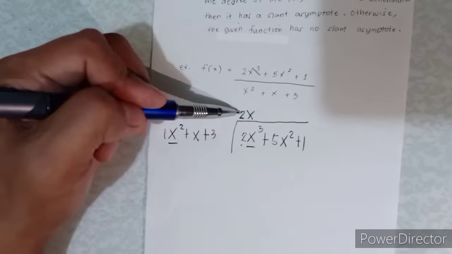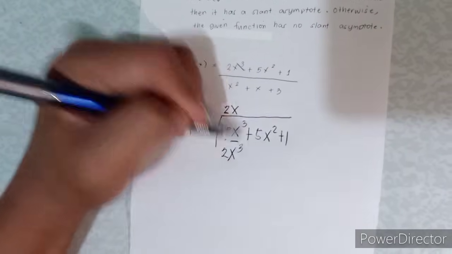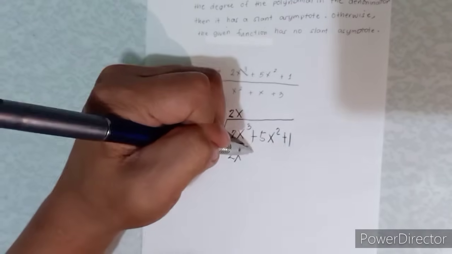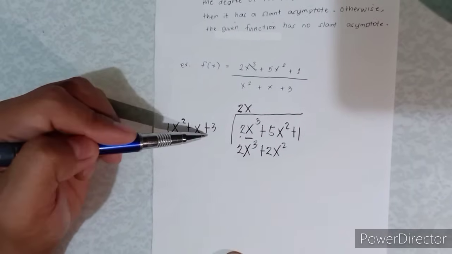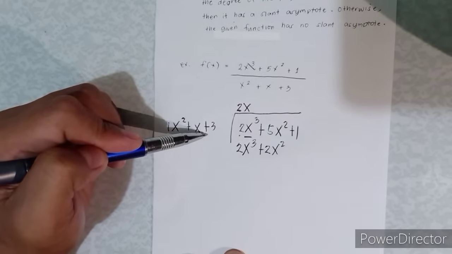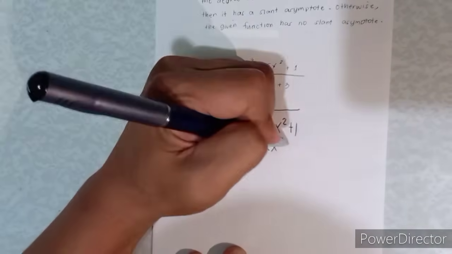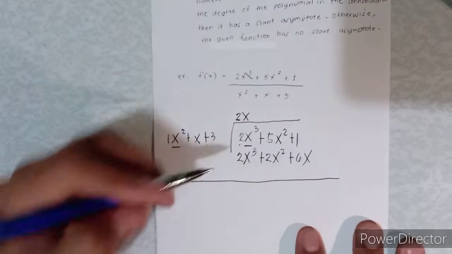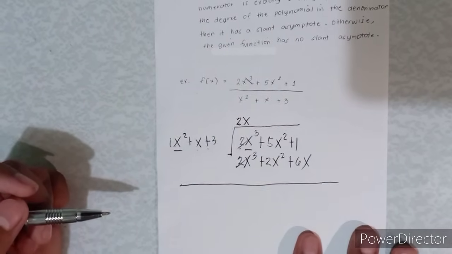Okay? 2x now times x squared is equal to 2x cubed. 2x times positive x is equal to positive 2x squared. 2x times positive 3 is equal to positive 6x. Okay? Magmi-minus tayo dyan. Cancel dyan. Tama ba, Tintin?